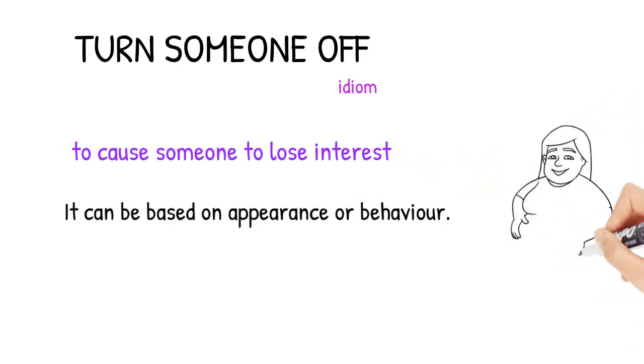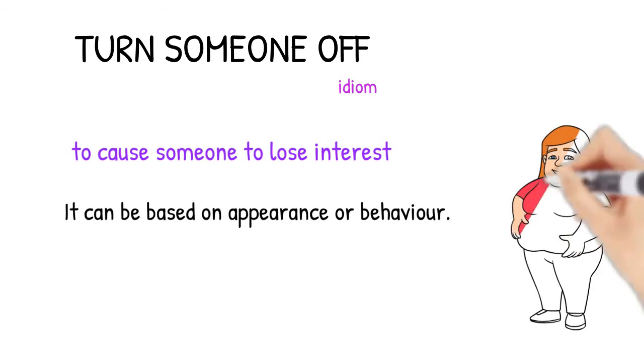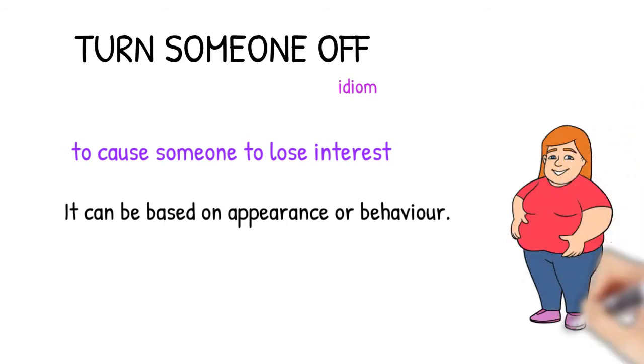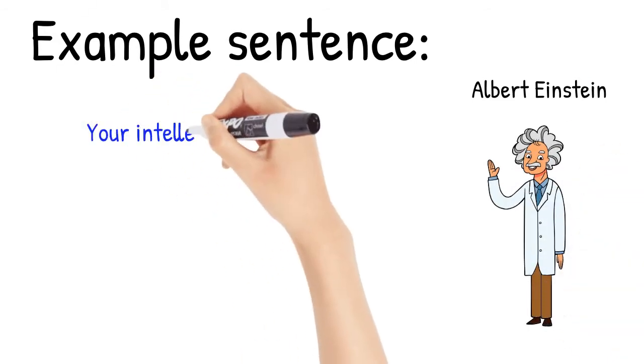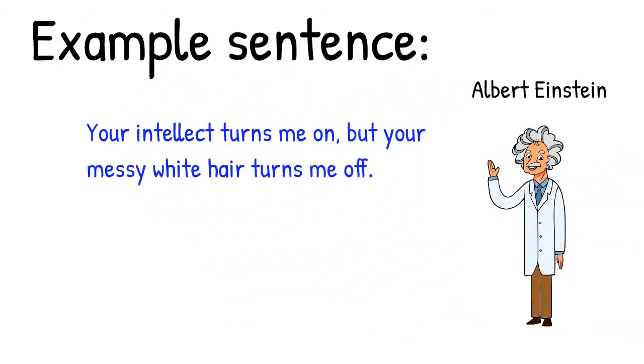So if you don't look good, you could turn someone off, or if you behave badly, you could turn someone off. Here's an example sentence about Albert Einstein. Albert Einstein, your intellect turns me on, but your messy white hair turns me off.